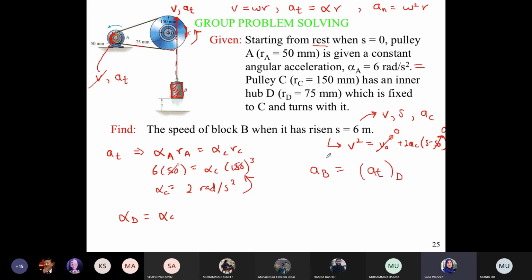Does that make sense? Acceleration of B is the tangential acceleration at D of the cable. So that is going to be, of course, alpha D times RD. So that comes up as 2 times 75 millimeters. So that's 0.075, which is of course 0.15 meter per second square.